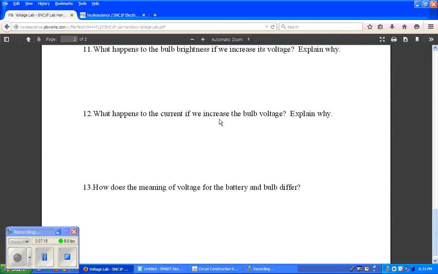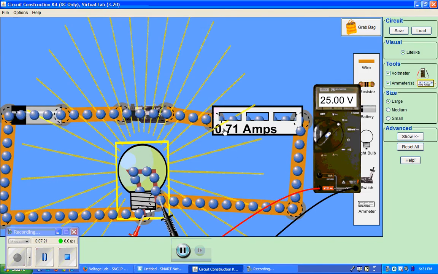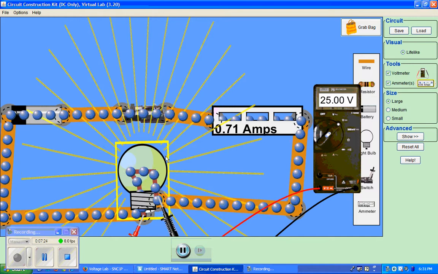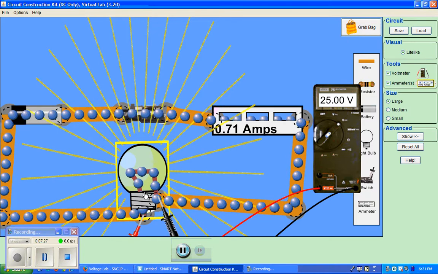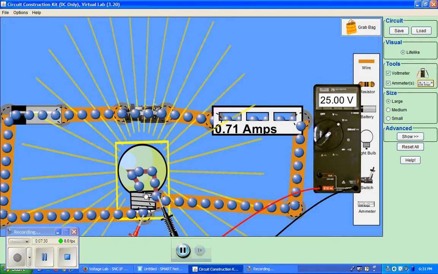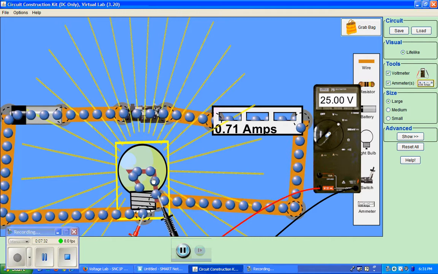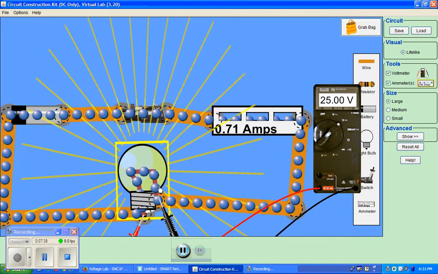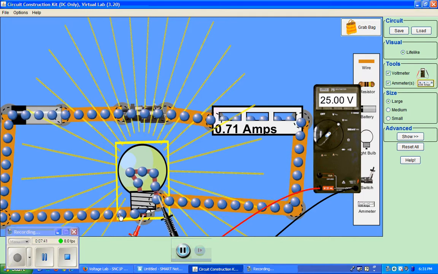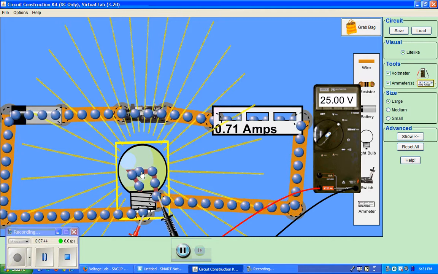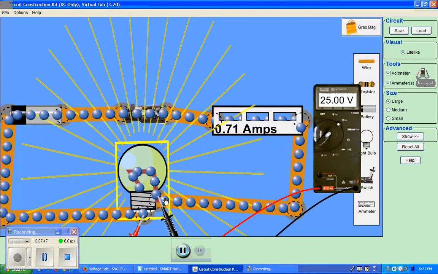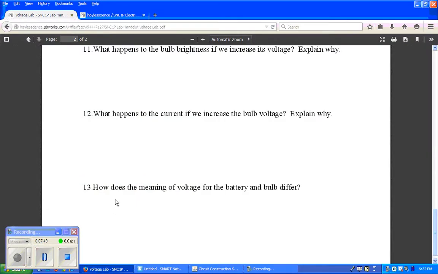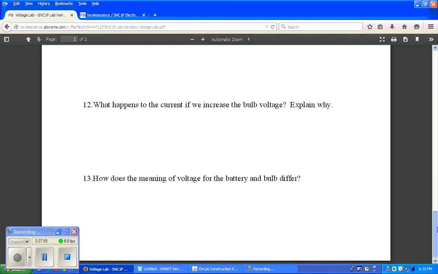What happens to the current if we increase the bulb voltage? Okay, again, it went down to 0.71 amps because really a higher voltage light bulb typically is going to have a greater resistance, which means it's going to slow the flow of electrons through the circuit even more. It's going to take more energy for these electrons to pass through the resistance of the filament here in the bulb as the electrons are going from one side to the other. So what happens to the current if we increase the bulb voltage? It goes down because the resistance of the filament in the bulb has essentially been increased, and that slows the electrons down more.